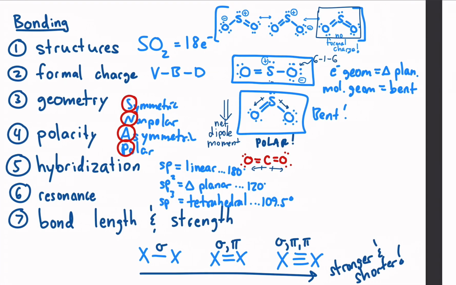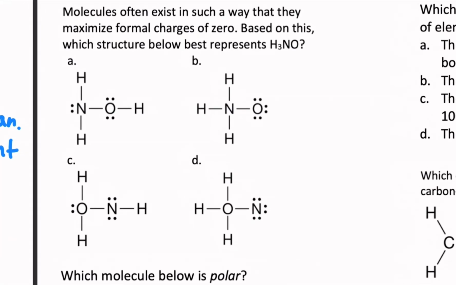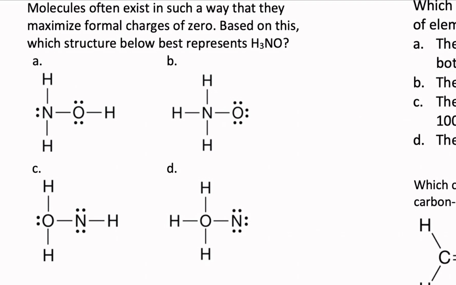Let's close off with just some practice questions, starting with multiple choice. Molecules often exist in such a way that they maximize formal charges of 0, just like we saw with the SO2. Based on this, which represents HNO3?